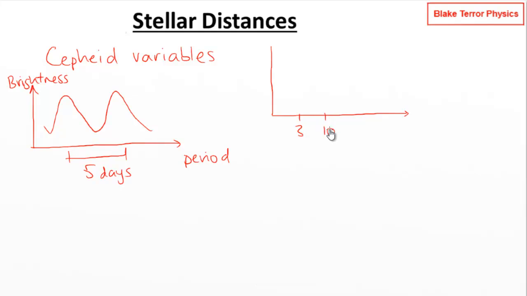And it was found that if you plot these out, so this is on a non-linear pair of axes we've got here. So this is the number of days going along the x-axis here. So we've got 3, 10, 30, 100. You can see that's non-linear. There was this relationship between the period of variability and the luminosity.